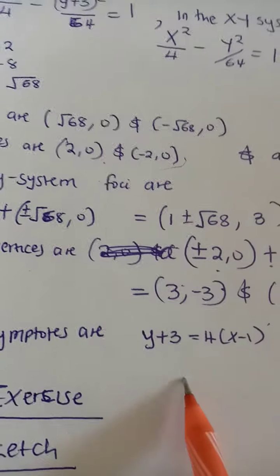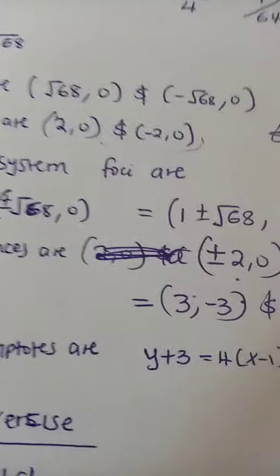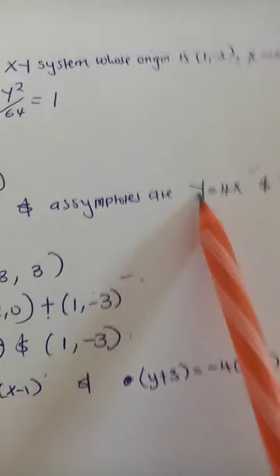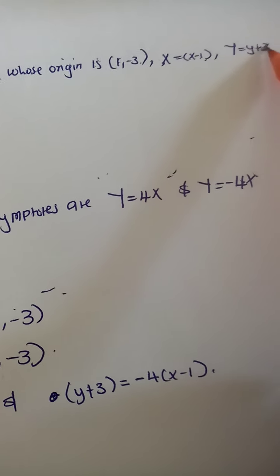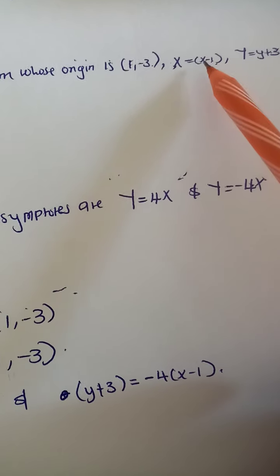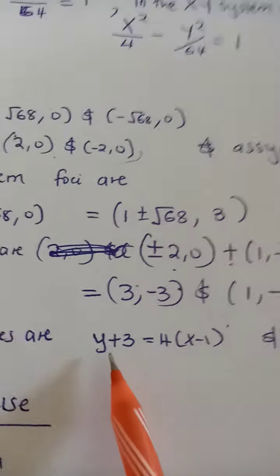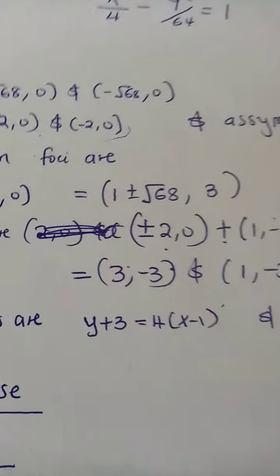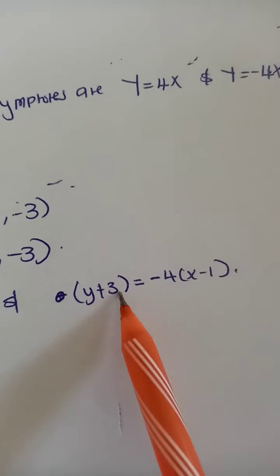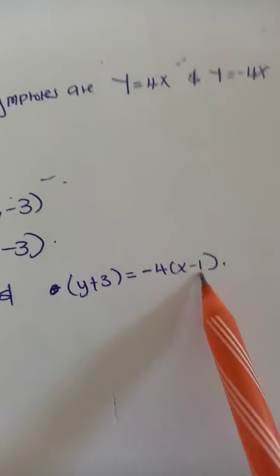Then the asymptotes will be the lines. Remember our capital Y was y plus 3. So where there is capital Y, substitute with y plus 3. Where there is capital X, substitute with x minus 1. And this will give us y plus 3 equals 4 into brackets x minus 1. You can simplify if you want. Or y plus 3 equals minus 4 into brackets x minus 1.